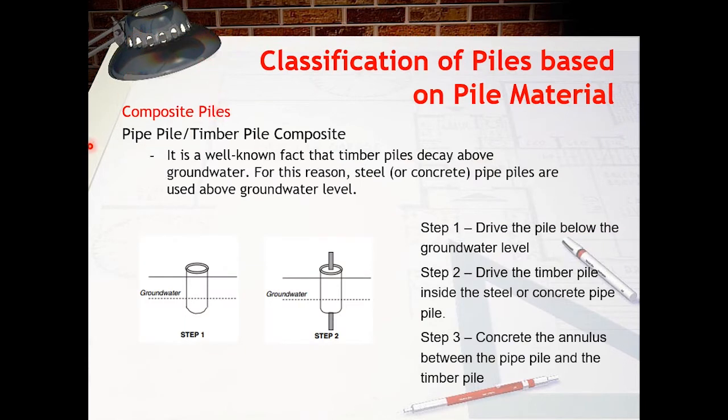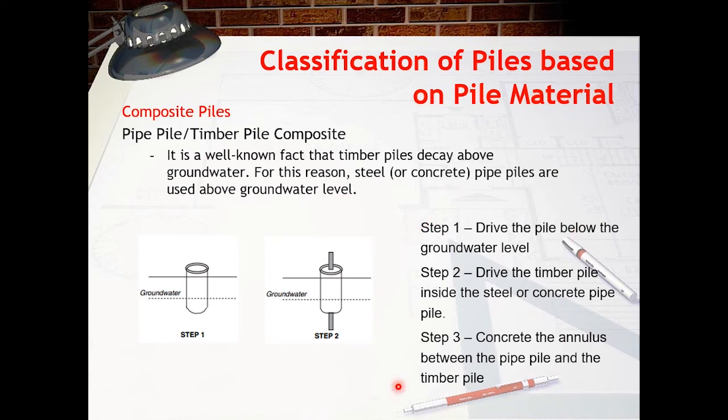The other type of composite piles, we can combine pipe or tube pile with timber pile. It is well known that timber pile will decay above groundwater. For this reason, steel or concrete tube piles are used above groundwater level.